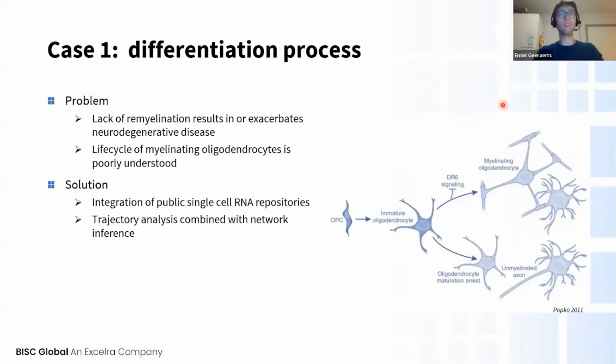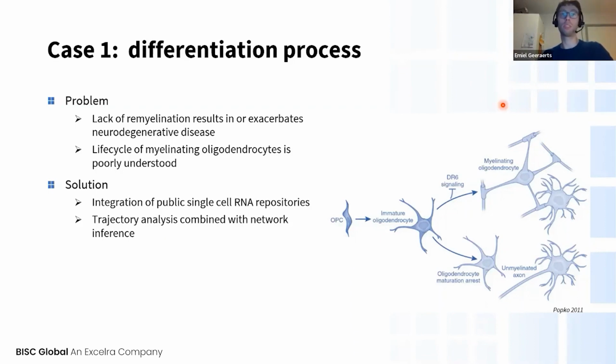Now on to the case studies. The first case that I would like to highlight is a differentiation process where we were looking at oligodendrocyte differentiation in the brain. This is very relevant because diseases of the brain that include remyelination are severely hampered by our lack of understanding of how these oligodendrocytes reproduce and differentiate. So here, what we did is we actually leveraged public, already available single-cell RNA repositories.